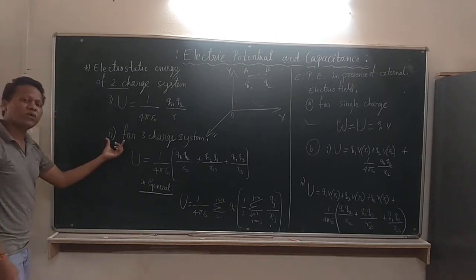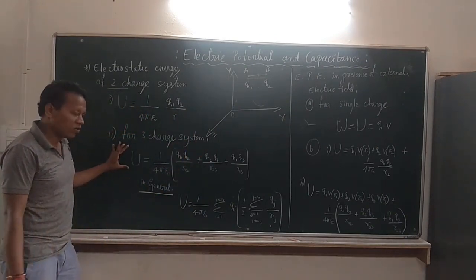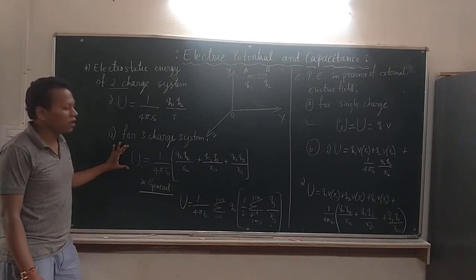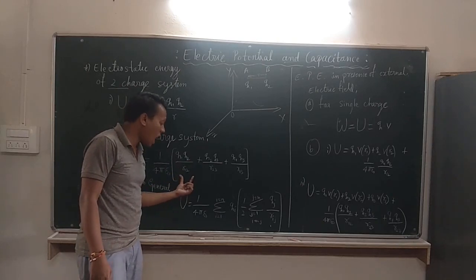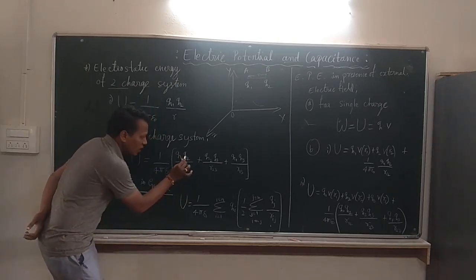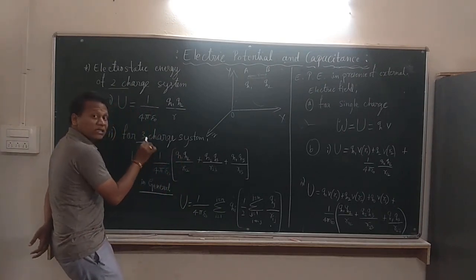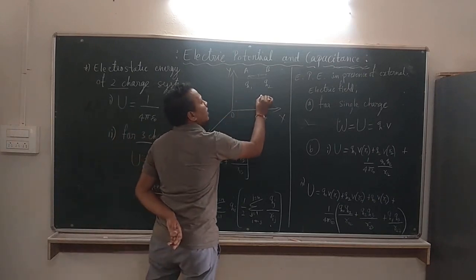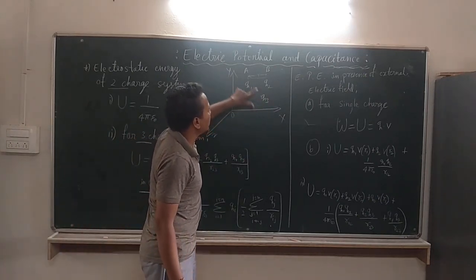Now, if I want to take it for a three charge system, the formula has to change in the following way. U is equal to 1 divided by 4 pi epsilon naught, Q1 Q2 by R12, because here I am discussing charge Q1 and charge Q2. Later I have considered the three charge system, so I have taken Q3 here, and this charge Q3 is related with Q1.